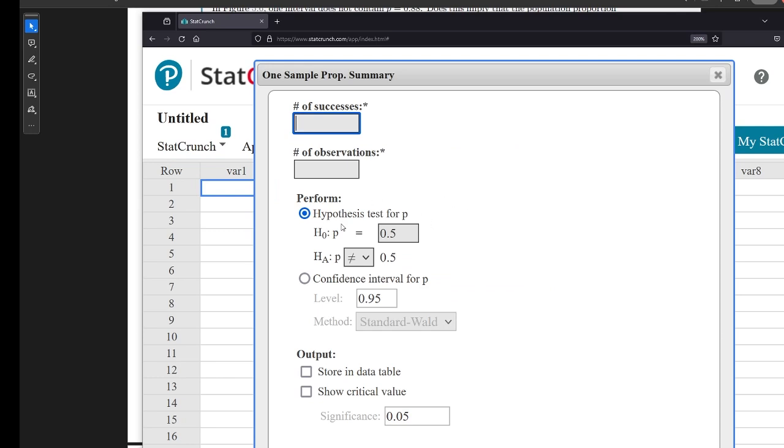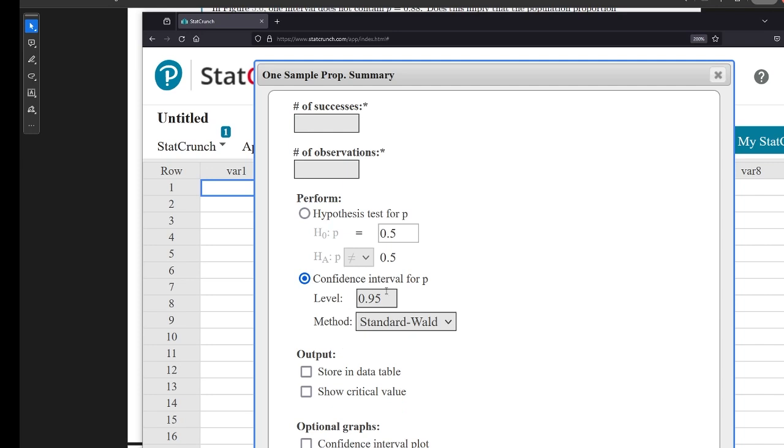Now notice you're going to see two things here. One, this says hypothesis test for p. That's coming up. So in a few chapters, when you have to do a confidence interval or a hypothesis test, you know where to come look, right? But we're interested in a confidence interval. So I'm going to click this.